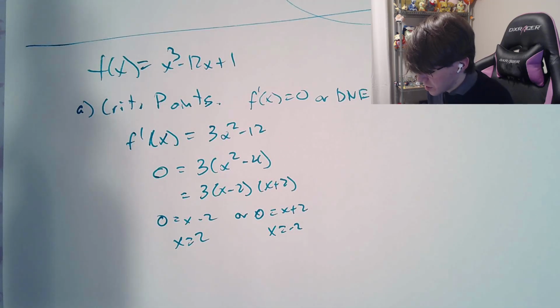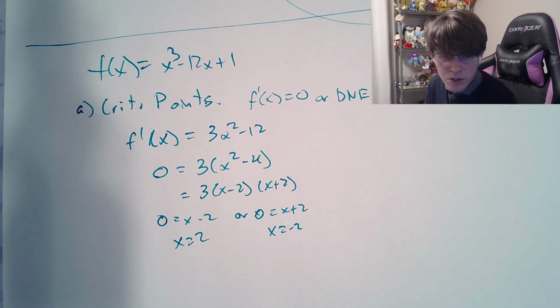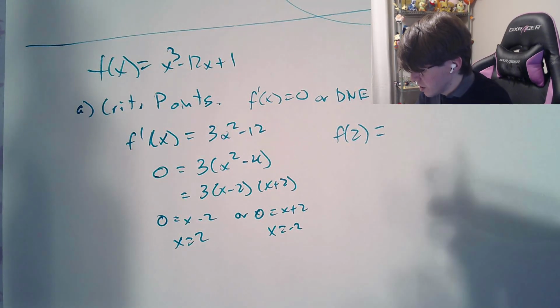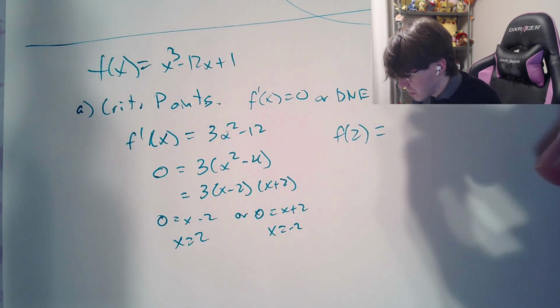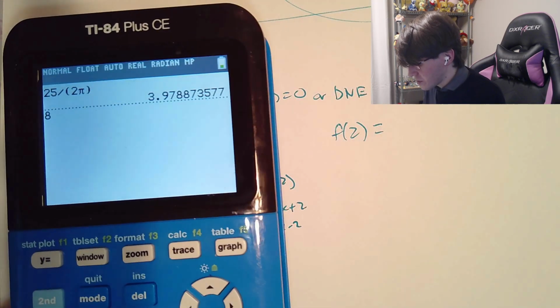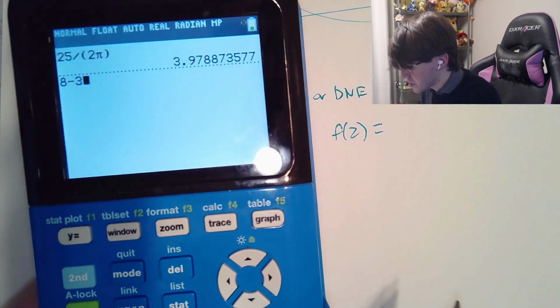For the actual critical points, you do need to plug them back into the original function, so we need to figure out what f of 2 is. F of 2, what is that going to be? 8 minus... I'm using a calculator. I'm done. All right, we have 8 minus 30.